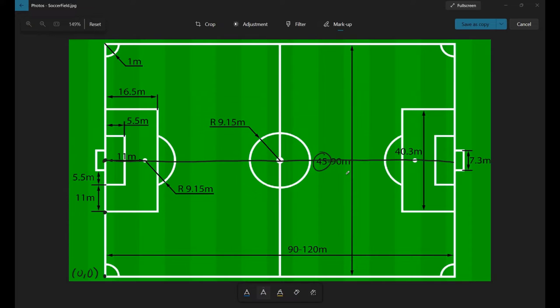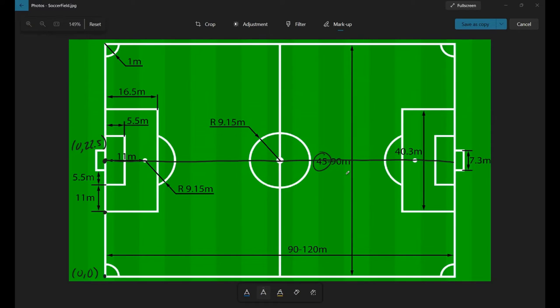So this point here, the x-coordinate is 0, because we're not going left or right. But the y-coordinate is 22.5. That's the point right here in the center of the goal. All right, now we're going to build off of this.